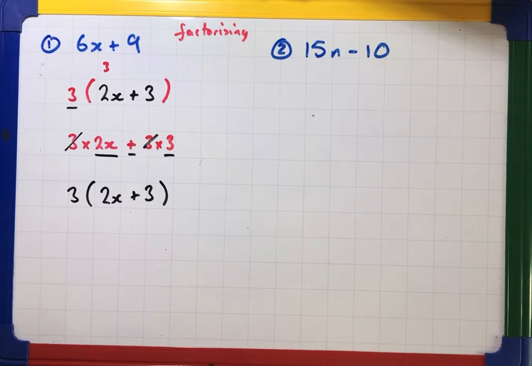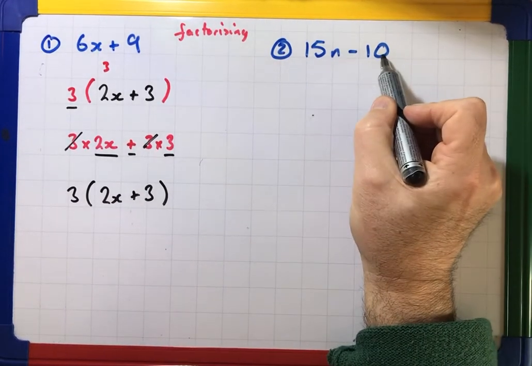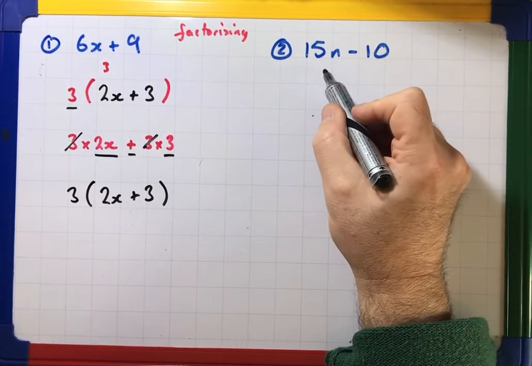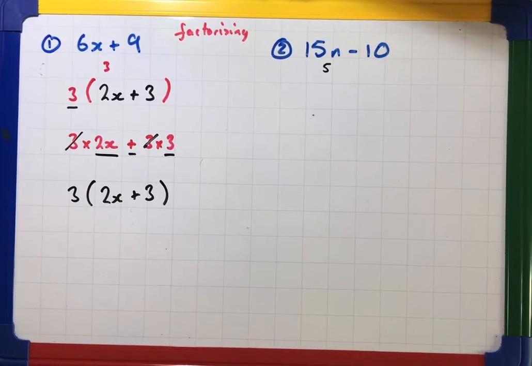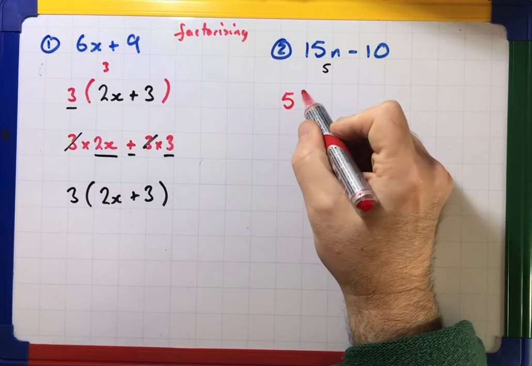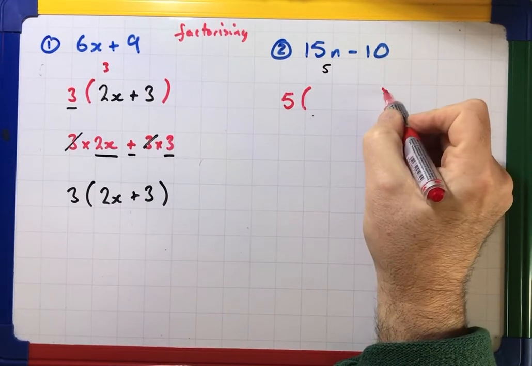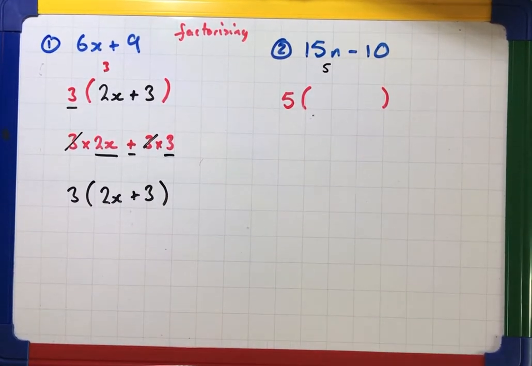Have a look at this next one. Again, you've got 15 and 10. You know the biggest number that goes into both of those is 5, isn't it? So 5 will go on the outside of the bracket.